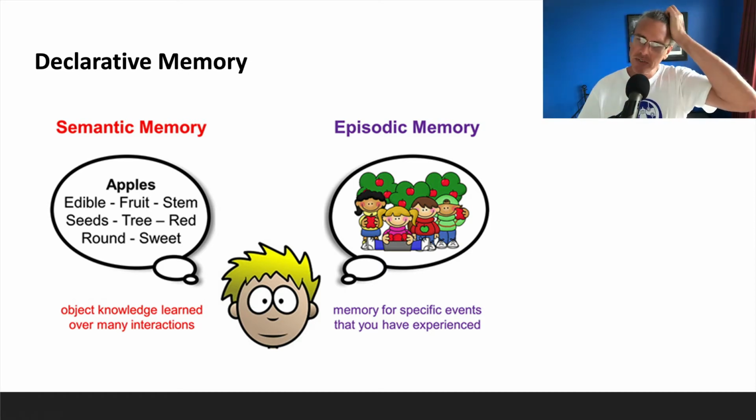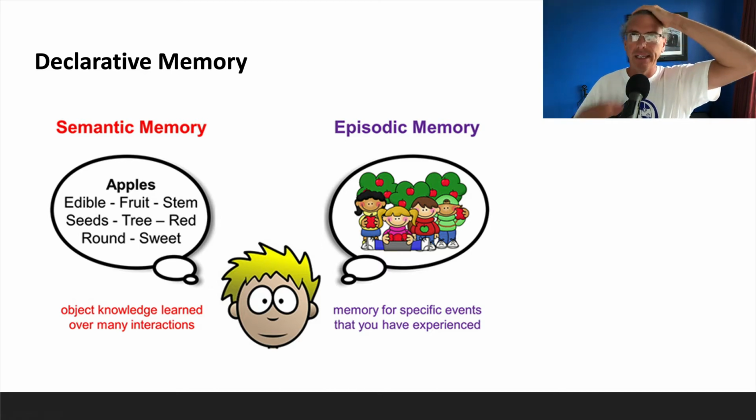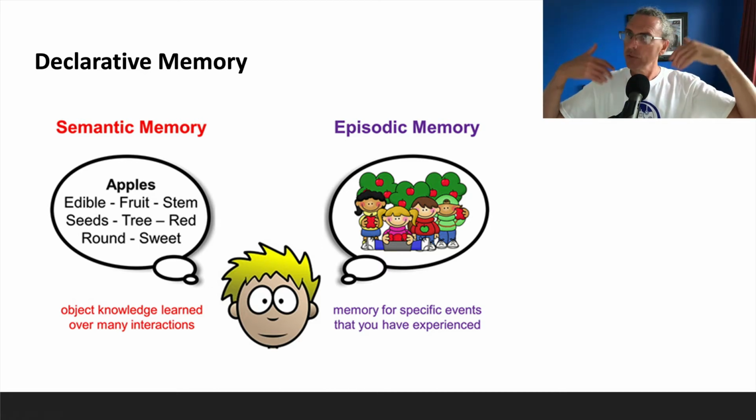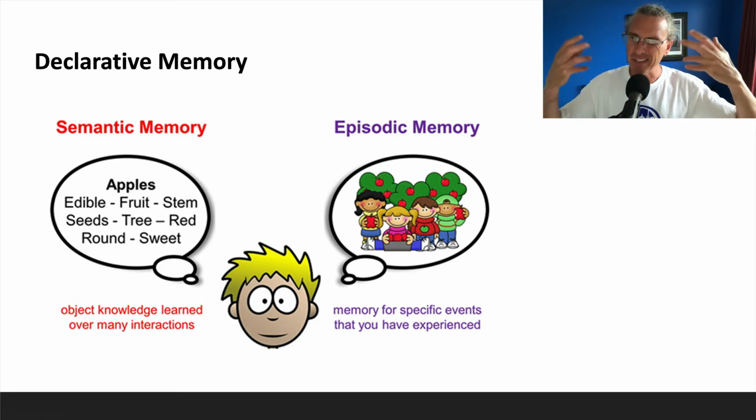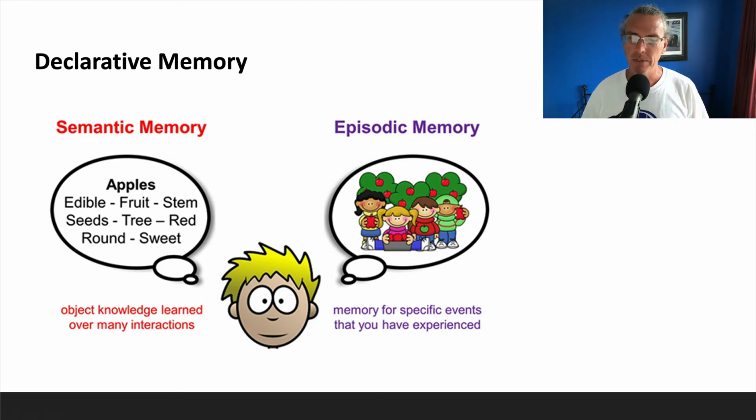And if I ask you that, well, you have to think back and you kind of relive it, right? And when you describe it to me, it's kind of like you're describing a scene from a movie. That's episodic memory, memory for specific events you have experienced.